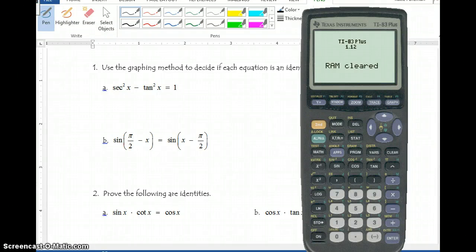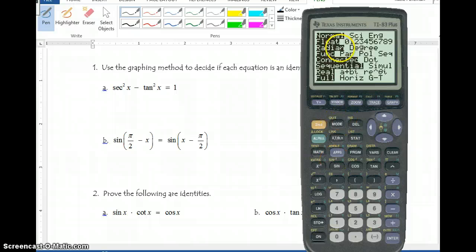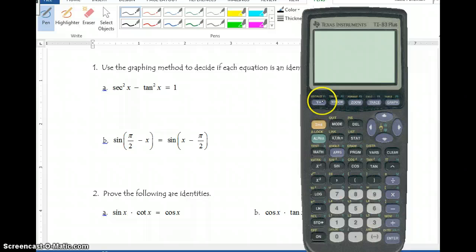Okay, the 6-6 homework solutions for those of you that missed class. Number 1, use the graphing method. So when you graph to prove an identity, make sure that your mode is in radians. If your mode is in degrees, use the down arrow, put the cursor on radian and hit enter. We can quit out of that.